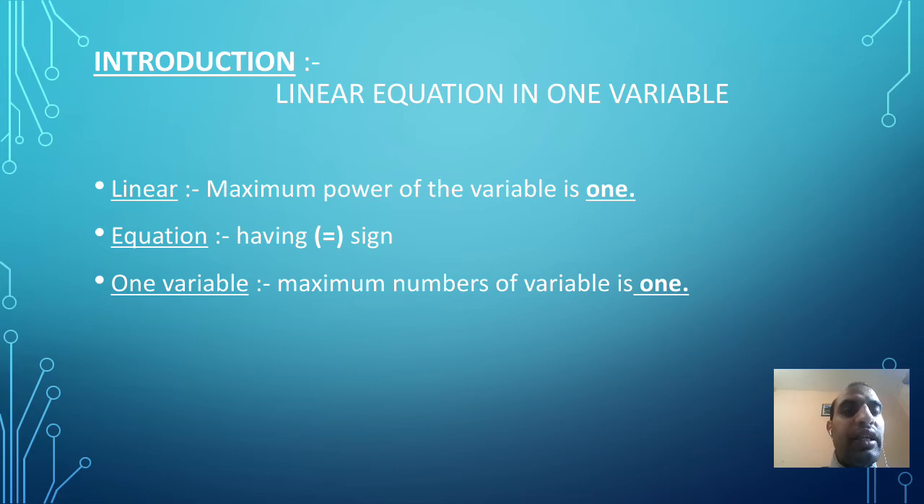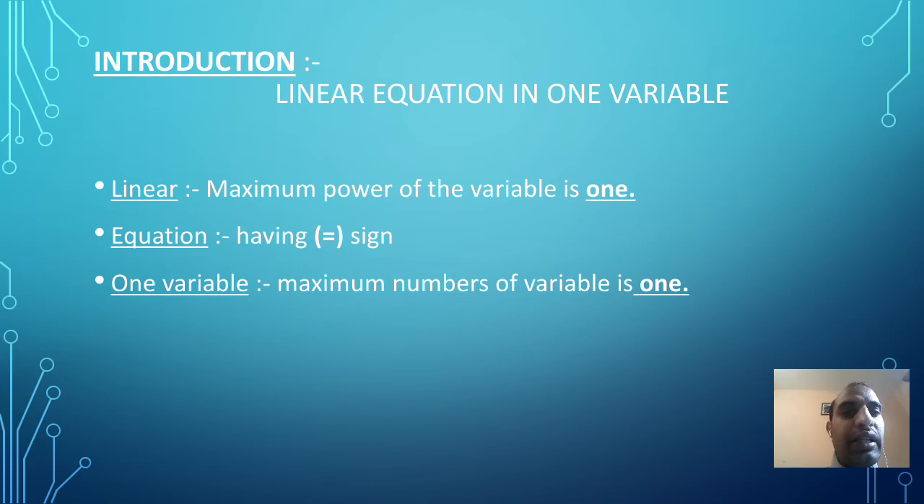So let's see what is the meaning of this topic. Linear: the first word is linear. Linear stands for maximum power of the variable is 1. Second thing is equation. Equation means having an equals to sign. Then one variable. That means the maximum number of variables in an equation is 1.